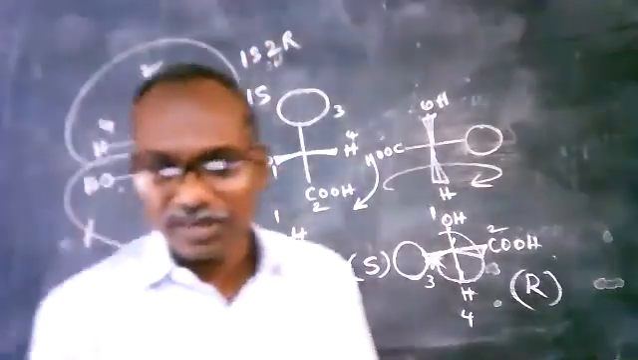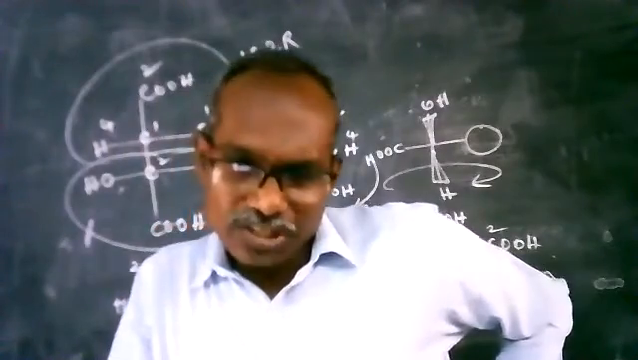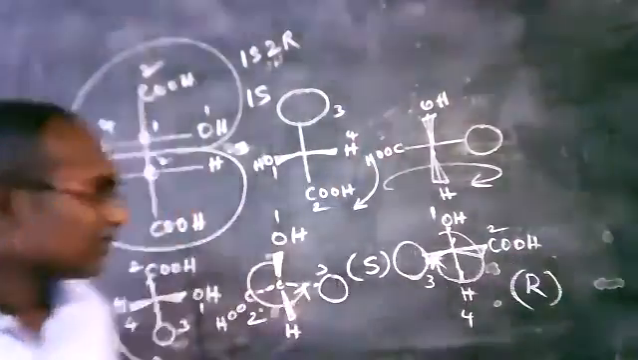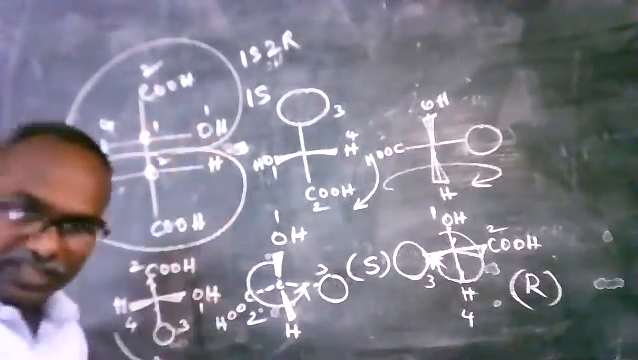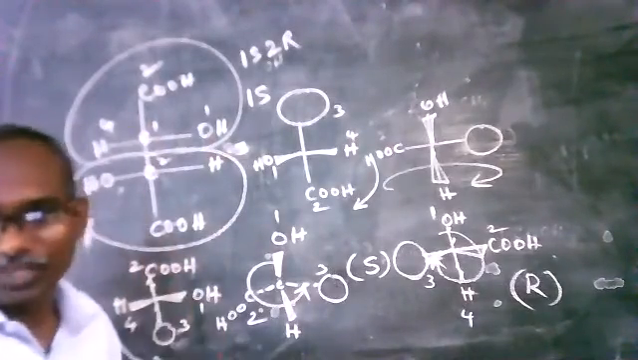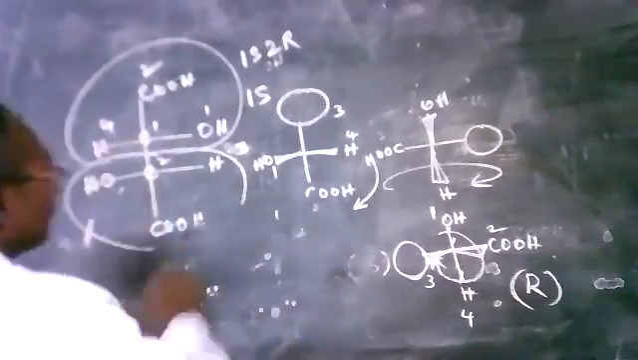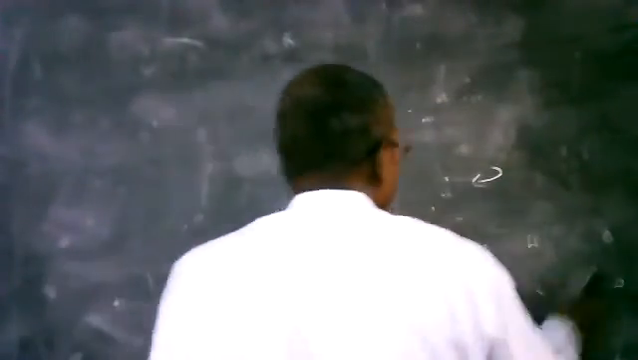So the first carbon is S configuration and the second carbon is with R configuration. So 1S 2R configuration. Now look here. So this is 1S, this is 2R. Both the carbons are having different configurations, and because of this tartaric acid is optically active. Suppose if we take a meso tartaric acid, let me say what happens.